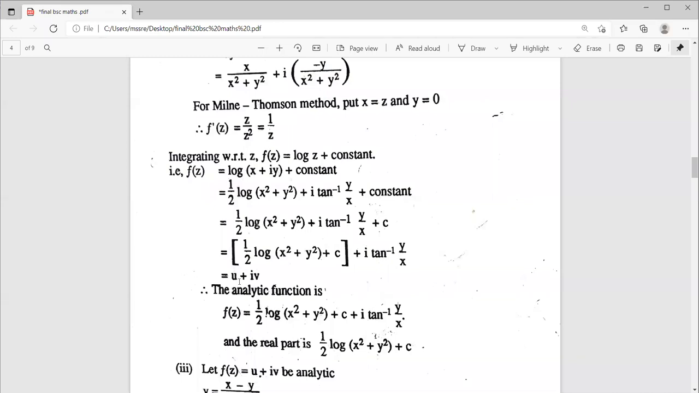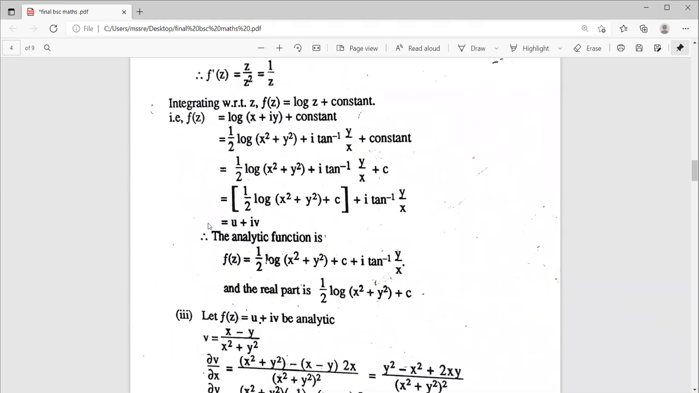Therefore it is of the form u plus iv, and the imaginary part tan inverse y by x is given. That comes here too: v is tan inverse y by x. What is u? The real part. What is the real part? The term which is independent of i. That is half log of x square plus y square plus c. So this is the real part, half log of x square plus y square plus c. And the analytic function is what? The analytic function is log z plus constant.